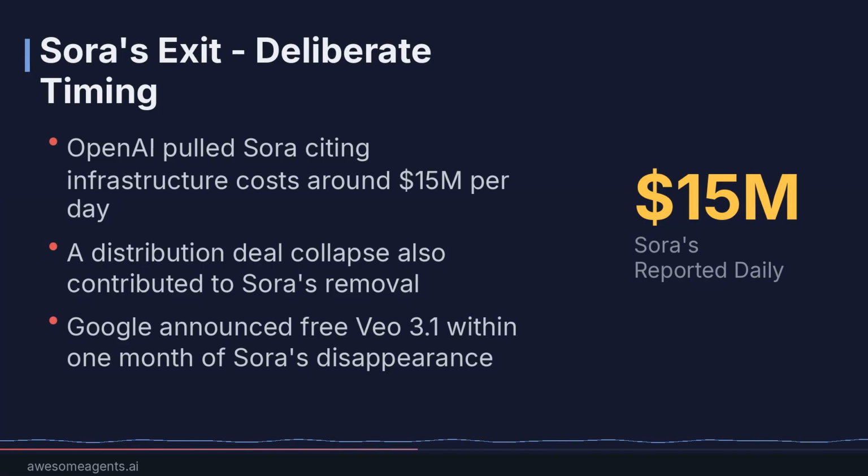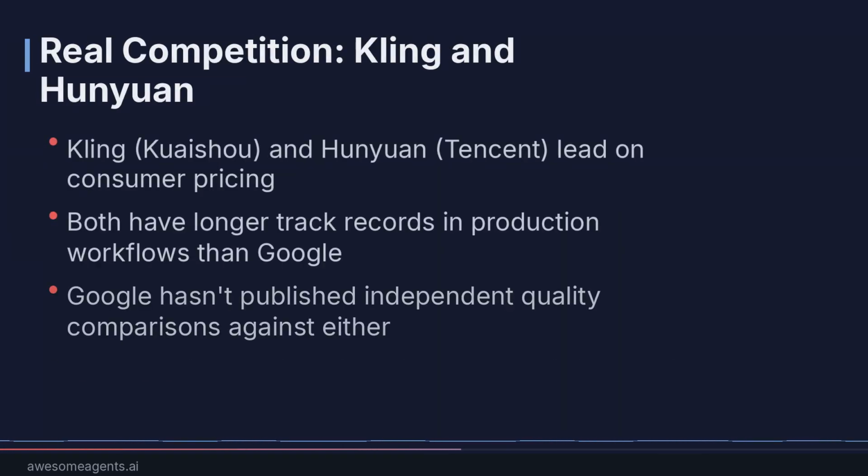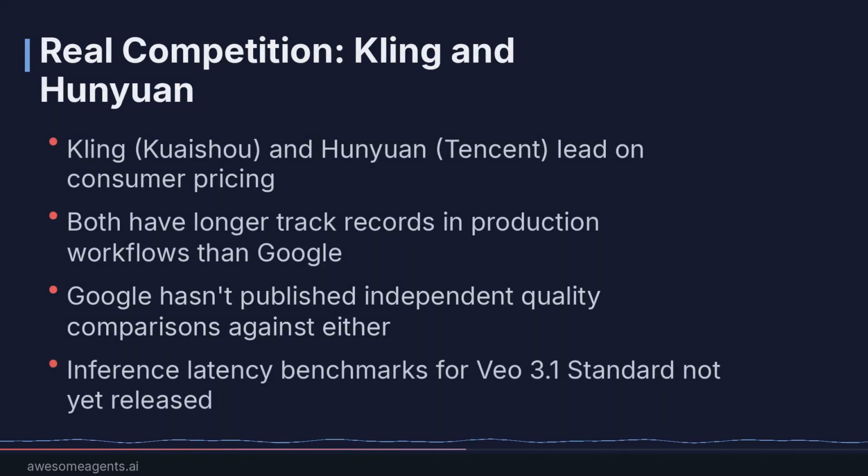Let's talk about timing here. OpenAI pulled Sora from the market recently. Is this Google filling that vacuum? Almost certainly deliberate. OpenAI cited infrastructure costs reportedly running at around $15 million per day, and a distribution deal fell apart. Google announcing free Veo 3.1 access within a month of that's not a coincidence. It's a land grab while there's an opening.